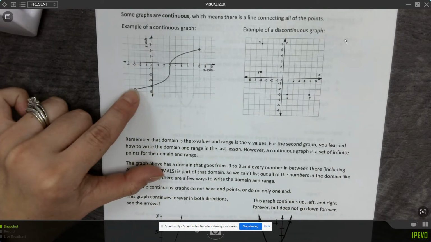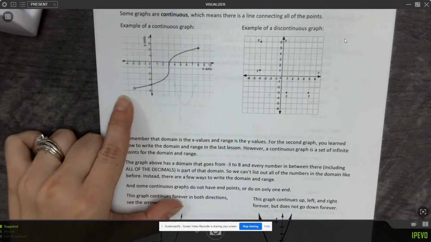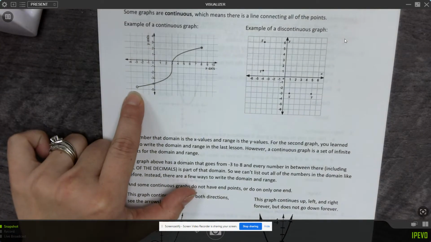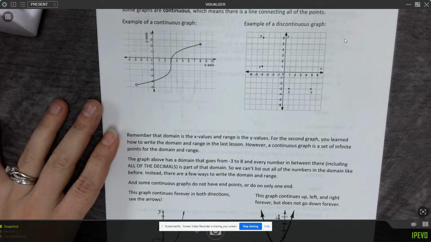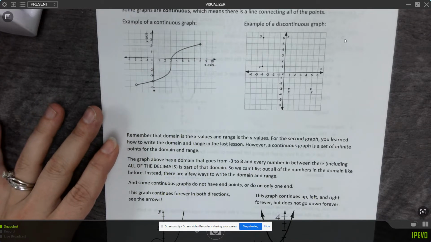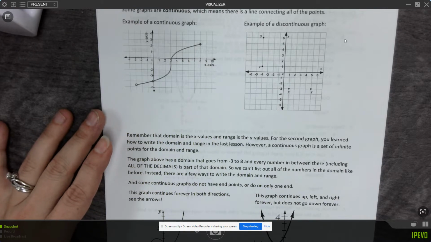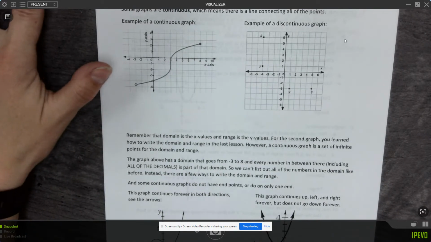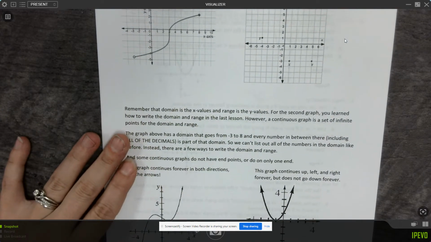So the graph above goes from -3 to 8 for your domain. It does not include -3 since the -3 is open, but it does include the 8 since that is closed. So every single number between -3 and +8 are included in your domain. But we can't list them all. So instead, you're going to learn about several different ways to list your domain and range. And this lesson is practicing identifying all of the correct ways. You shouldn't have to write them on your own in this lesson.